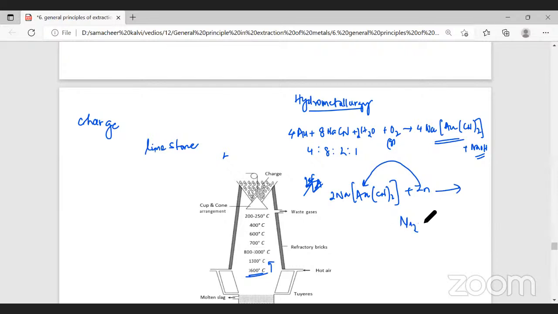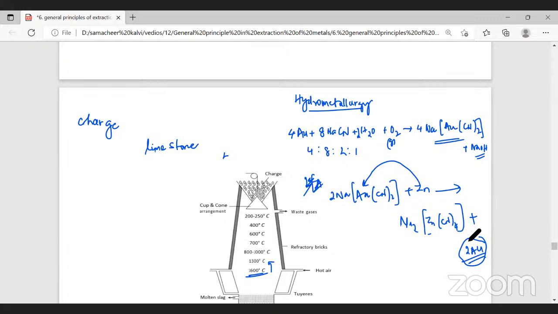You get Na2[Zn(CN)4] plus you will get gold. So this is a pure form of gold. Extracting a metal in solution state is called hydrometallurgy. So how will you write the statement?